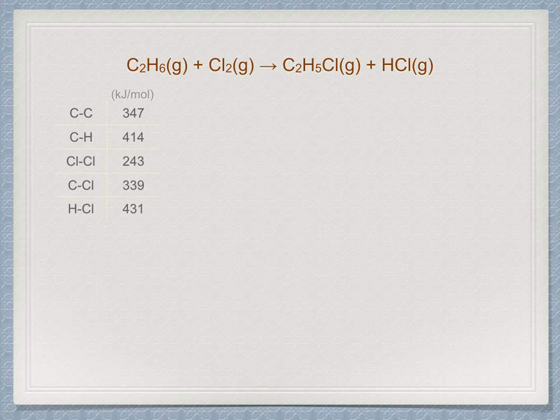This is the data we will need to use. Identify all of the bonds in the reactant molecules. You have to know what ethane is like structurally. There's one carbon-carbon bond, 6 carbon-hydrogen bonds, and then there's one chlorine-chlorine bond. Don't forget to break all of the bonds on the reactant side. To break all of those bonds, we would have to inject 347 plus 6 times 414 plus 243 equals 3,074 kilojoules per mole.